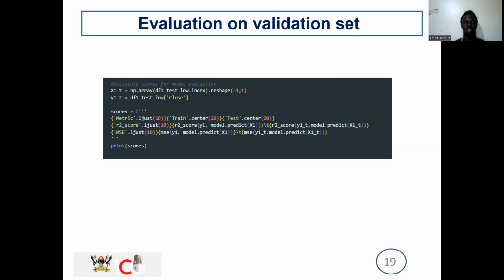And for prediction, we shall be using the close variable or feature to be able to predict the stock prices at a later stage.